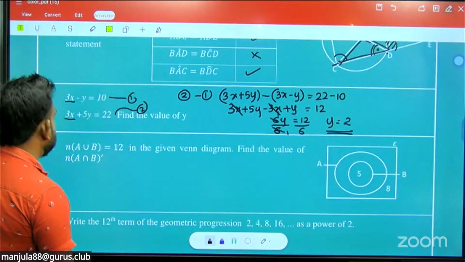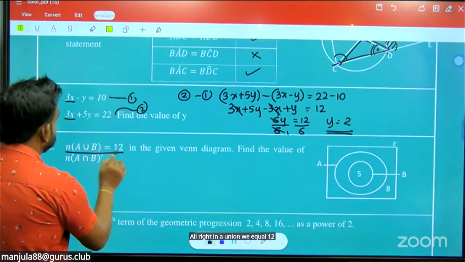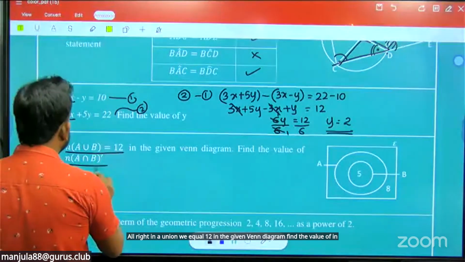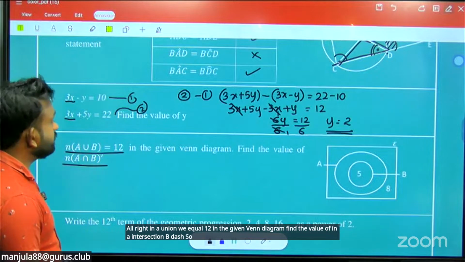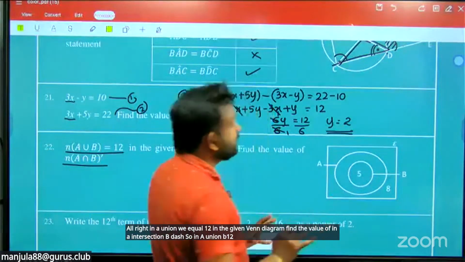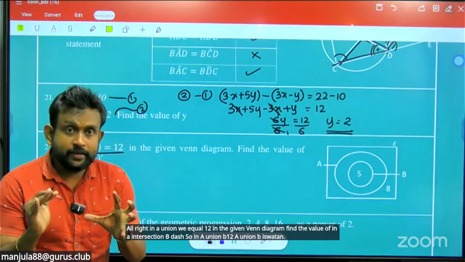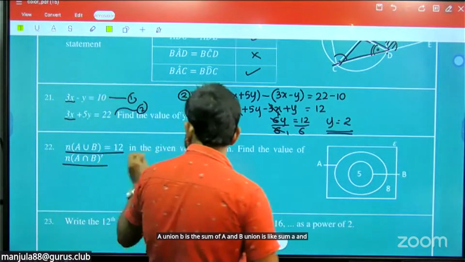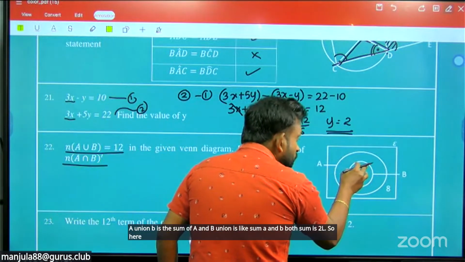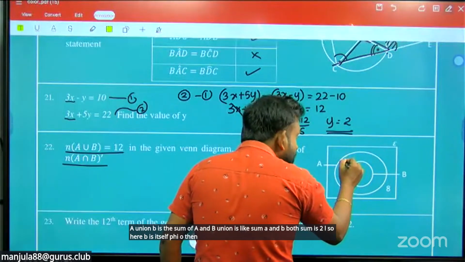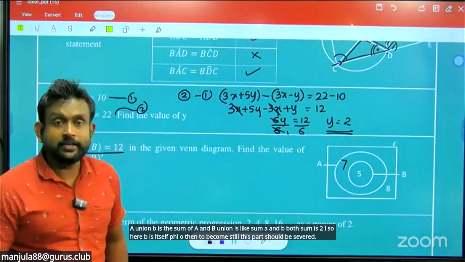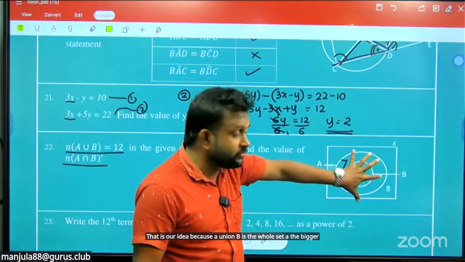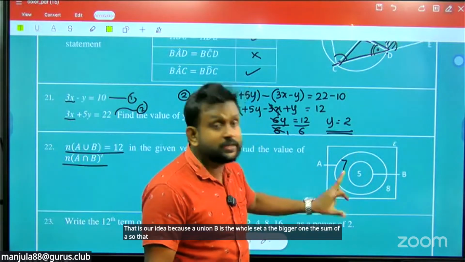All right, n of A union B equals 12. In the given Venn diagram, find the value of n of A intersection B dash. A union B is the sum of A and B; union is like a sum. Both together are 12. Here B itself is 5, so to become 12, this part should be 7. A union B is the whole bigger set.